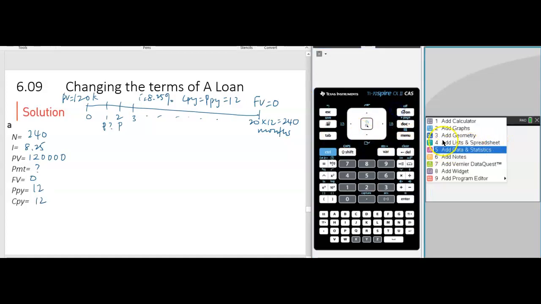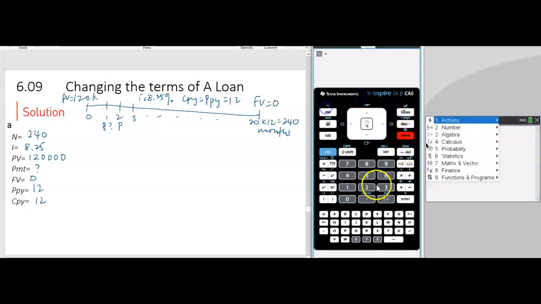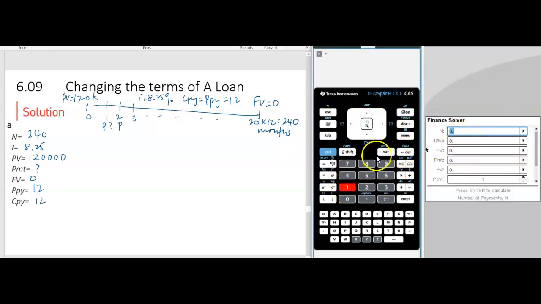So I go to new calculator, then press menu 81. Right, this is 240 and the interest is 8.25. Present value, payment unknown, future value 0, PPY, CPY 12. And there you go. So why is it negative? Because that's the amount you have to pay right out of your pocket, 1022.48.